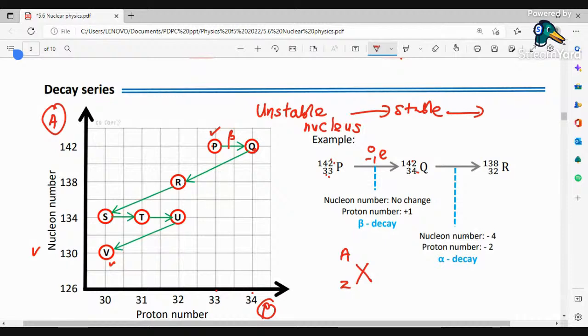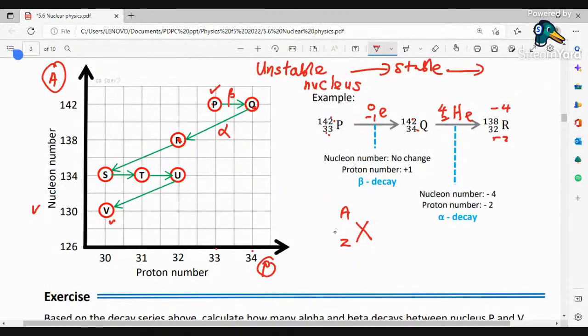And then Q 142 34 become R. What is R here? You baca 138 32. Okay, dari sini you can see the nuclear number sudah reduce 4, proton number reduce 2. Maksudnya emit 1 alpha sini. Okay, so we call it alpha decay. Okay, let's continue. Tengok apa yang berlaku seterusnya.